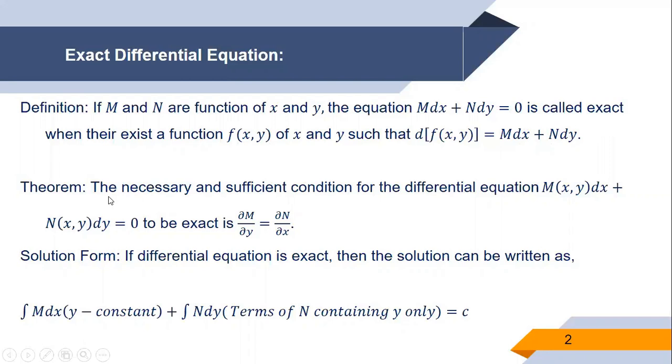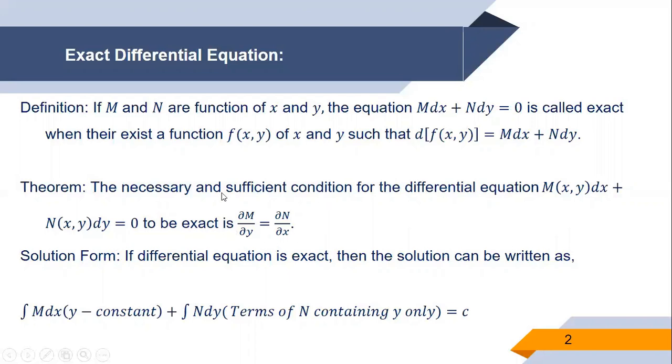The theorem: the necessary and sufficient condition for the differential equation M dx plus N dy is equal to 0 to be exact is that del M by del y is equal to del N by del x. So this condition, del M by del y equal to del N by del x, is a necessary and sufficient condition for the differential equation M dx plus N dy is equal to 0 to be exact.